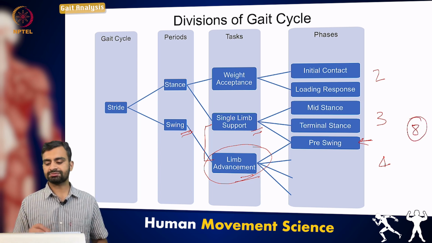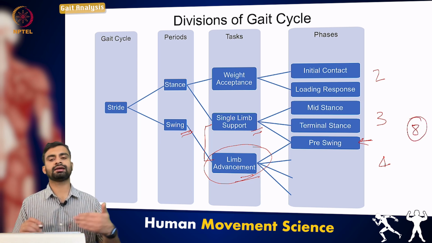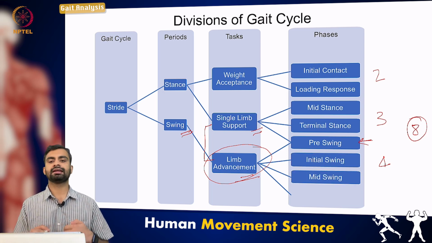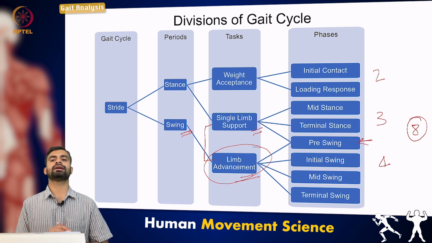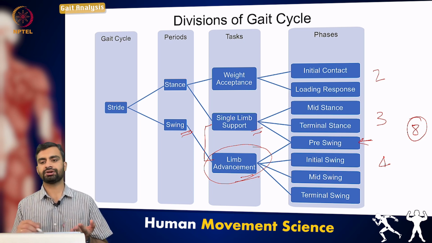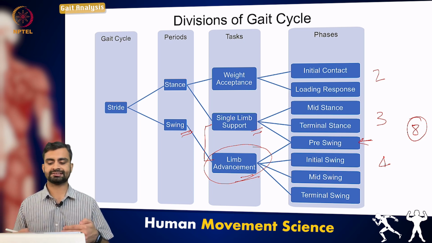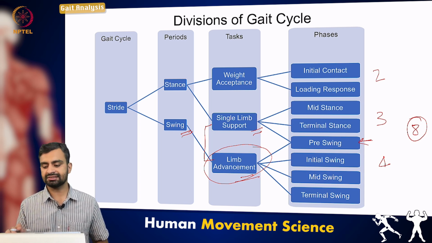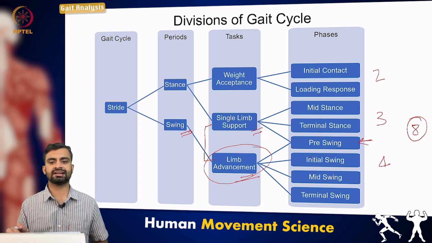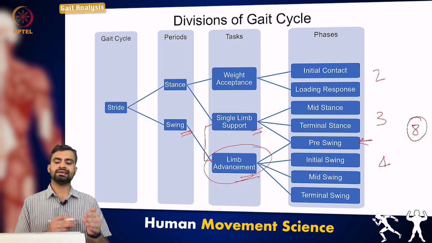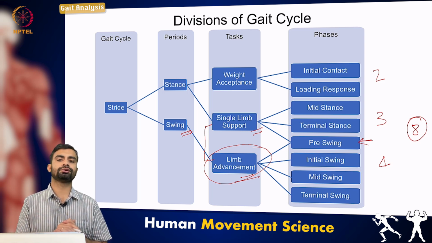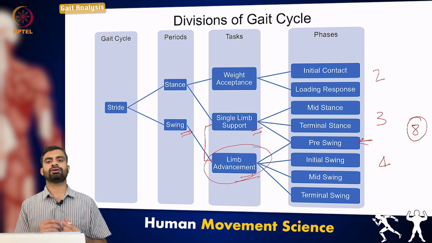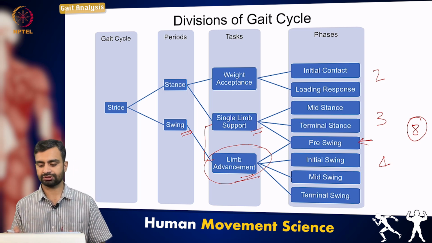Limb advancement will start with the pre-swing, the preparation for the swing phase, followed by the initial swing, then the mid swing, and finally the terminal swing. The terminal swing will end the gait cycle. Now let us look in detail into all these phases and try to understand how these subphases play an important role in the support as well as advancement of the whole body during the process.